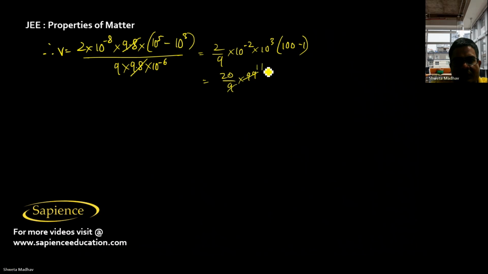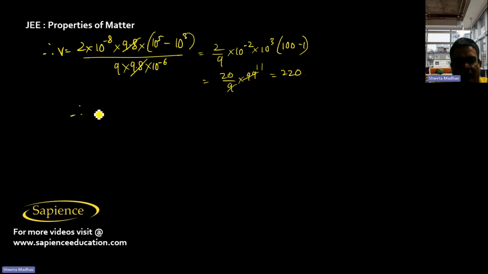These two will cancel, and we will get 2 by 9 into 10 power minus 2 into 10 power 3 into 100 minus 1, so this will be 20 by 9 into 99, which is approximately 220.